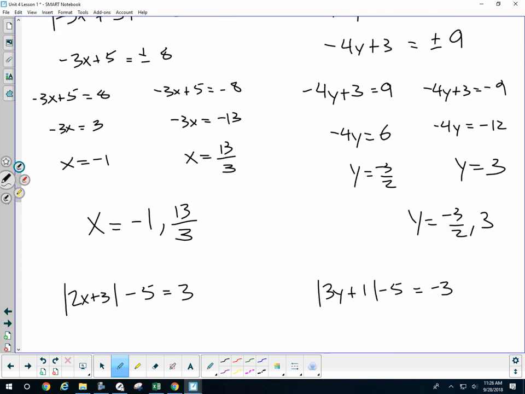Okay, I should get negative 1 and 13/3. Then I should get 3 and negative 3/2 or negative 6/4, which is 1.5. Any questions on these? Just make sure you keep track of your signs. Make sure things don't disappear on you like a negative inside the absolute value, and we'd be okay.